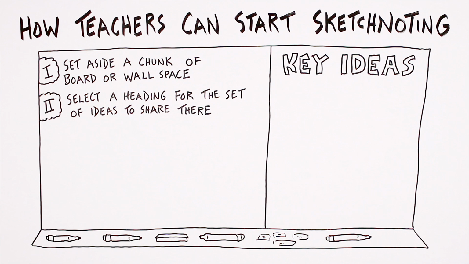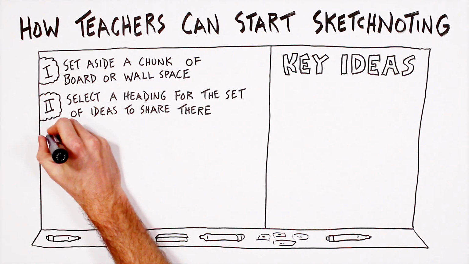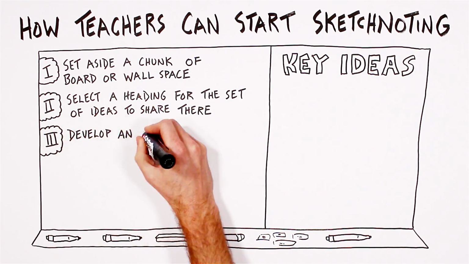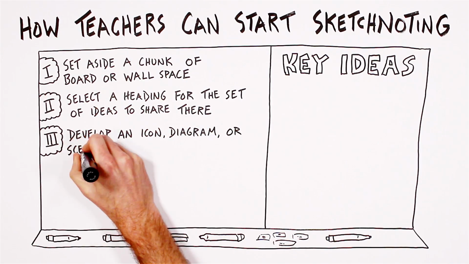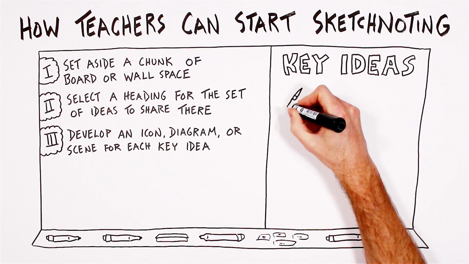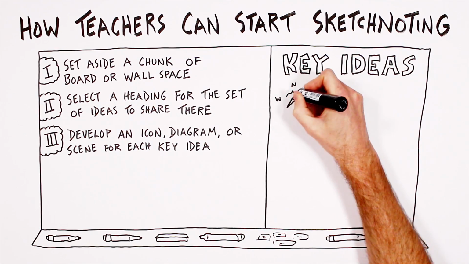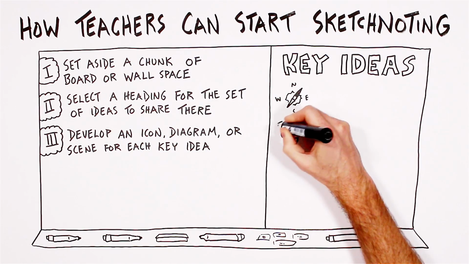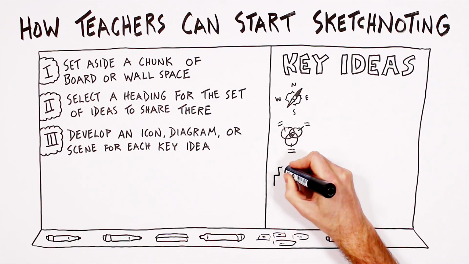Maybe one new idea a day or one new idea a week, depending on the role that you'd like it to play. For each idea, I encourage you to keep it fairly simple. Start by coming up with an icon, a diagram, or a scene for each idea. This is a place for you to demonstrate different types of visual representations that students might start using within their notes. These images can have a range of complexity.